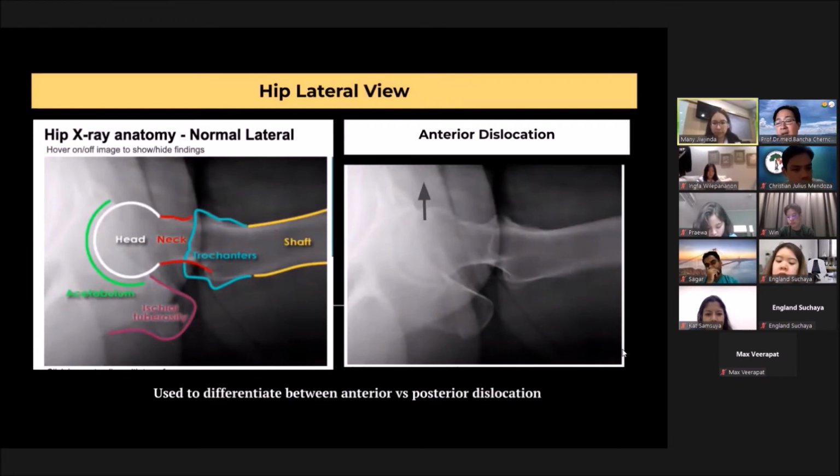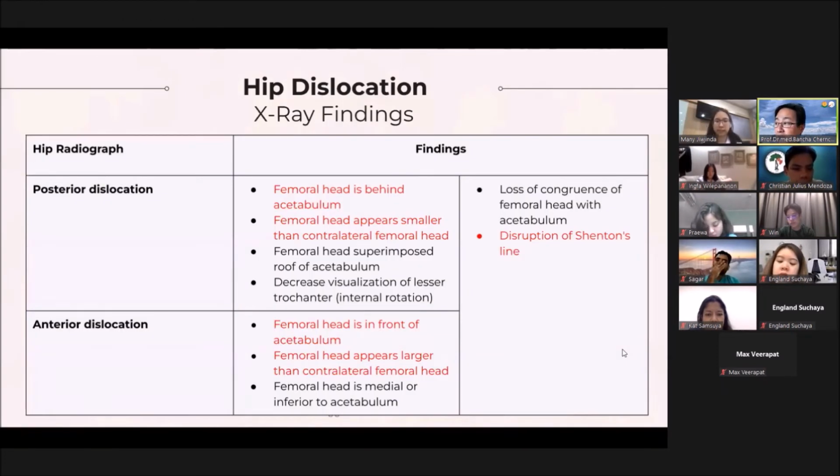Yeah. So most of the time, you don't need to do that because the patient may have pain, and just the AP X-ray is enough, because you can see the position of the hip. If the hip is abducted and externally rotated, that is anterior. If the hip is adducted and internally rotated, that is posterior. These are just the summaries of the X-ray findings.